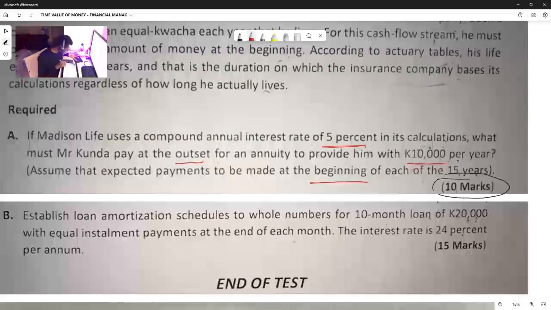The question says, establish loan amortization schedules to whole numbers. Whole numbers. So that's the first point. Sometimes he might give you a question that says to two decimal places, or sometimes whole numbers, or sometimes to one decimal place. It just depends on how he feels, because he knows he repeats questions sometimes, so he likes to switch things up. So it's very important for you to focus on what the question is saying, because if you put whole numbers where it says two decimal places, you're definitely getting the question wrong. If you put two decimal places where it says whole numbers, you're definitely getting the question wrong.